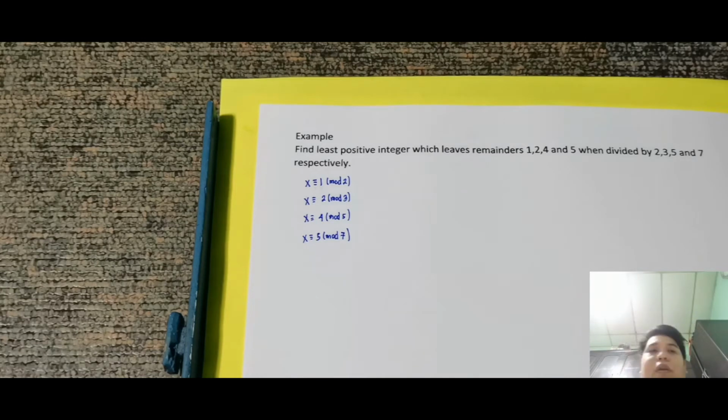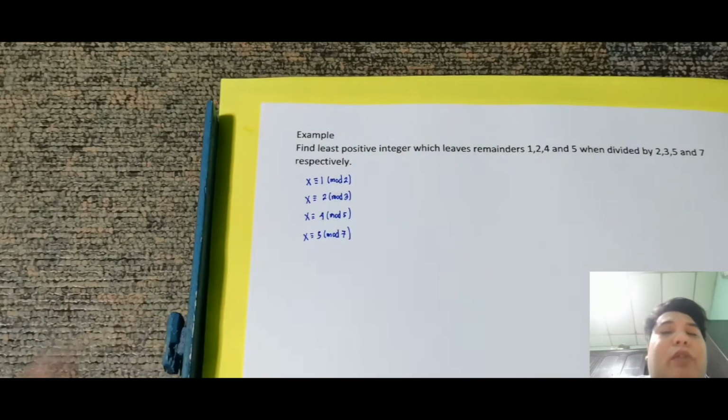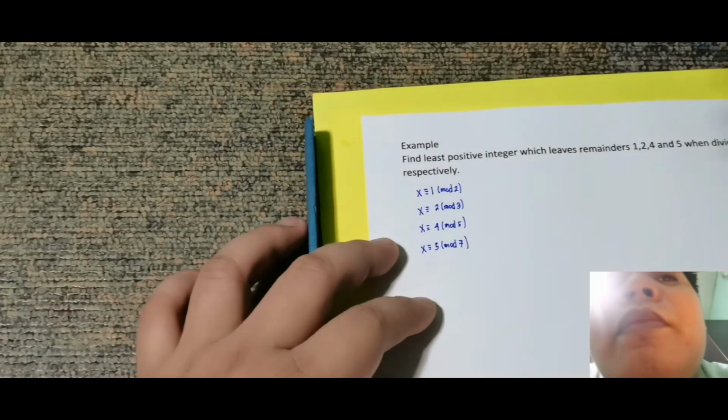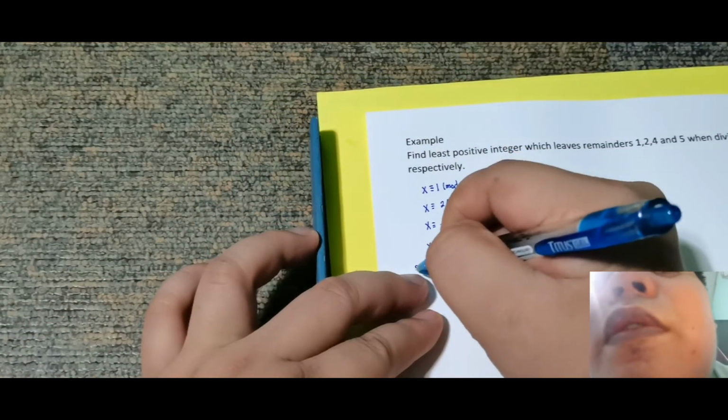Now, we are going to proceed to the solution or steps on solving this kind of equation. Again, nire-write ko na siya as ganito. Ito yung system of congruence natin. Step 1, kunin natin si M. Step 1, find the value of M.